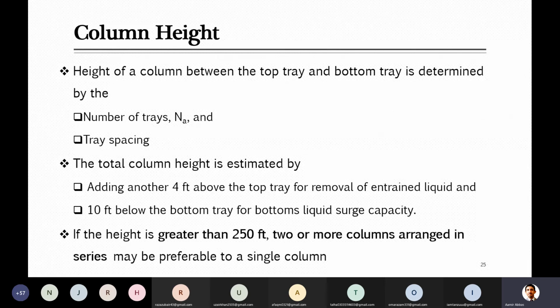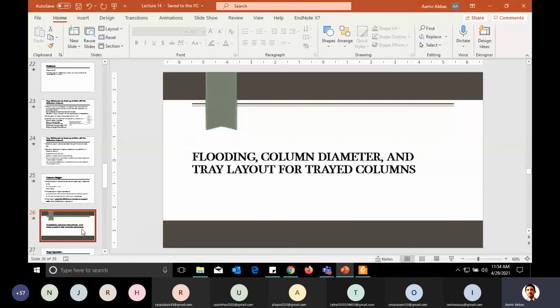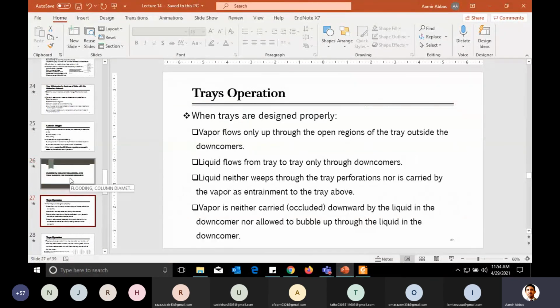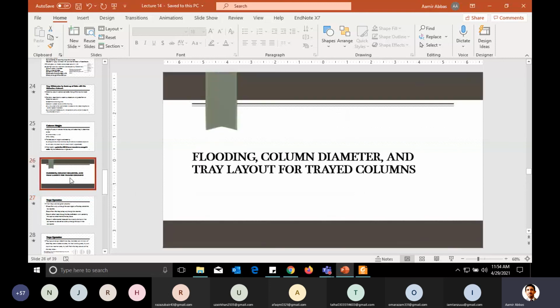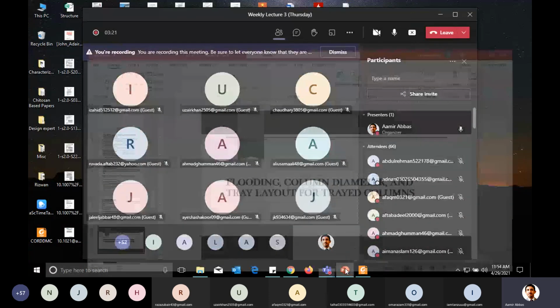So that's it. I think next there is a new topic, to look at flooding and column diameter. So hopefully we will start with that next time. So just up to here. If you have any questions, before that I will just quickly summarize.